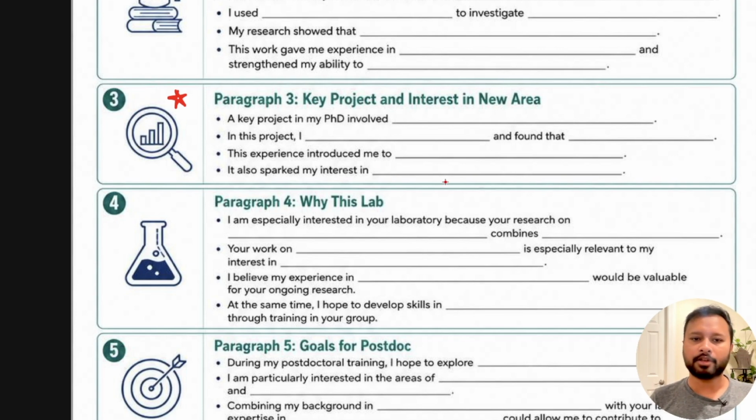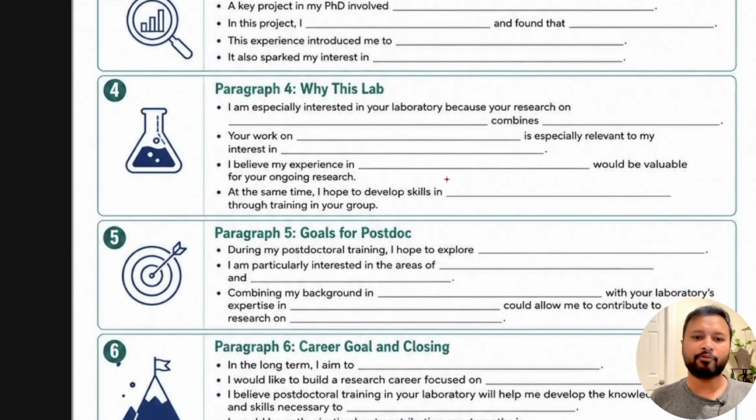You can mention your interest in that, and now the next paragraph will be like, why this lab? So I'm especially interested in your lab that combines this, your work on this, especially relevant to my interest. You can mention what work is relevant to the interest which you have, and I believe my experience in this would be valuable for your ongoing research. At the same time, I hope to develop skills in that particular field through training in your group. This is a very basic, easy way to make a transition closely aligned to your PhD work. Okay, then goals for postdoc, that's your fifth paragraph.